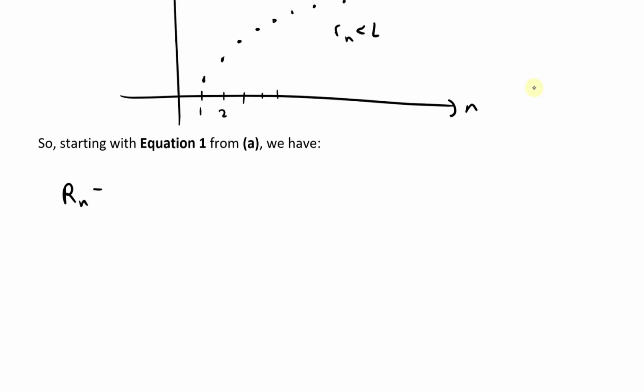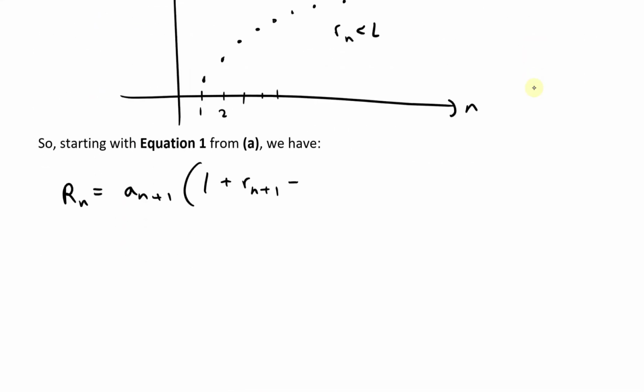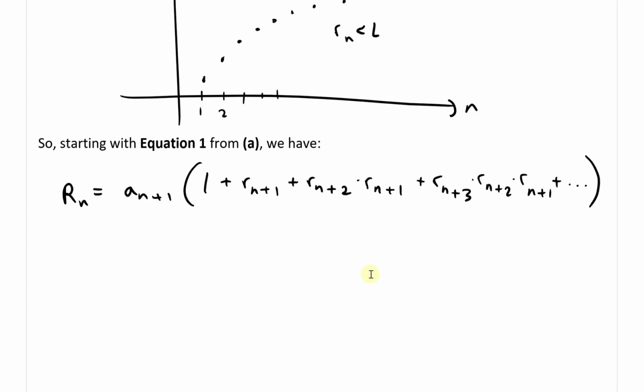So Rn equals an plus 1 times 1 plus, 1 plus Rn plus 1. Let's just see if I get that right. Yeah, so an, then we have Rn plus 1, and then plus Rn plus 2 times Rn plus 1, and then plus Rn plus 3 times Rn plus 2 times Rn plus 1, and this keeps going on and on, plus dot dot dot.